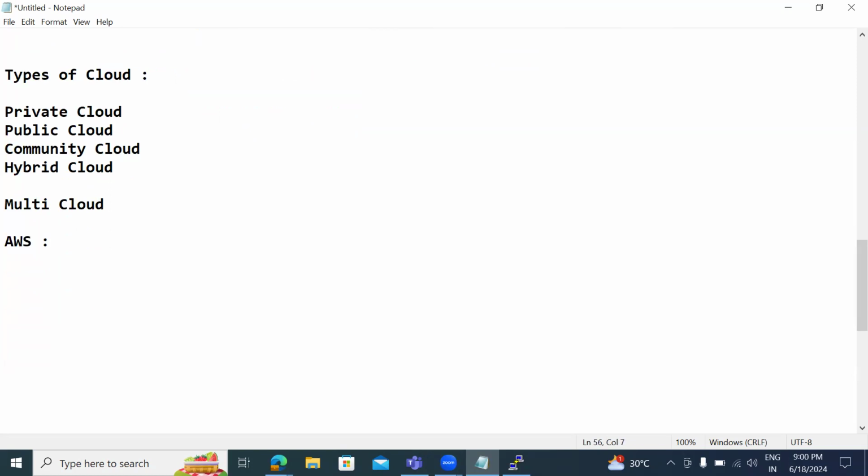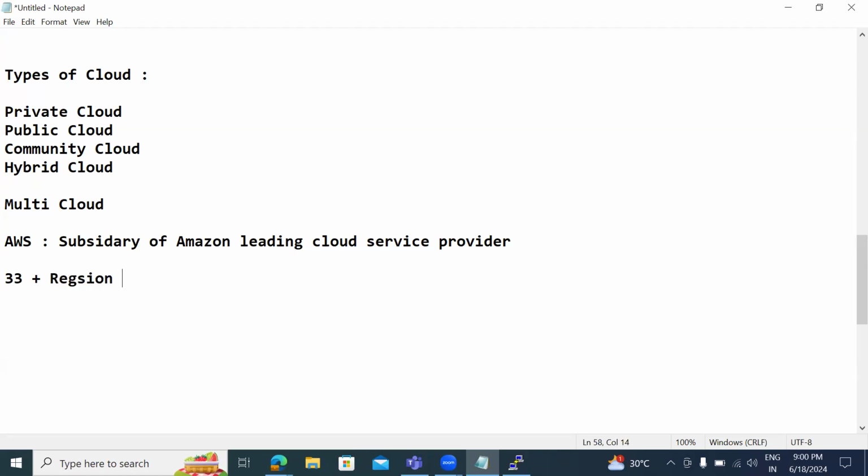So what is AWS, or maybe Azure? AWS is a subsidiary of Amazon, which is one of the leading cloud service providers. Data-center wise, no cloud service provider is near AWS. The largest footprint of data centers is with AWS itself. They have more than 33 regions all over the globe, around 106 availability zones, and more than 230 AWS services.